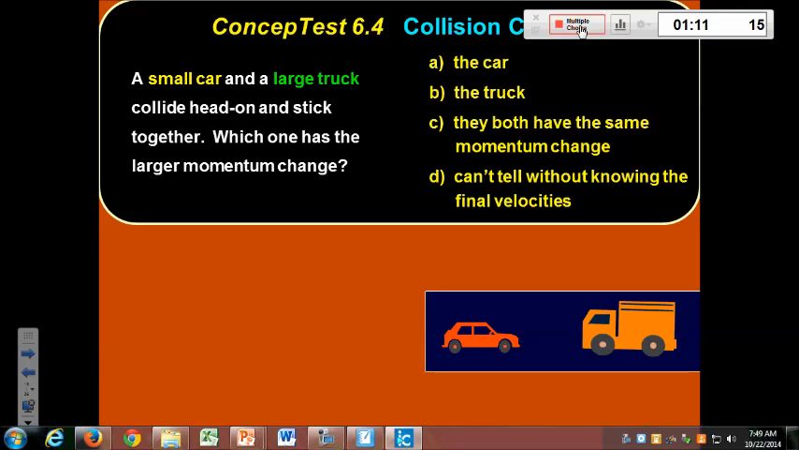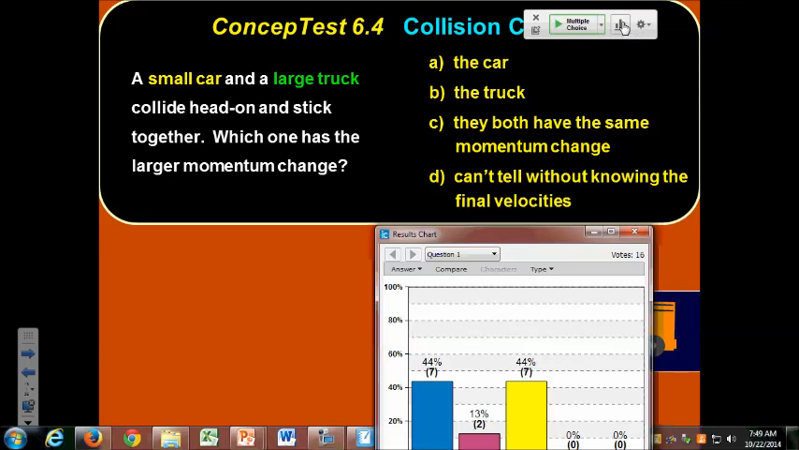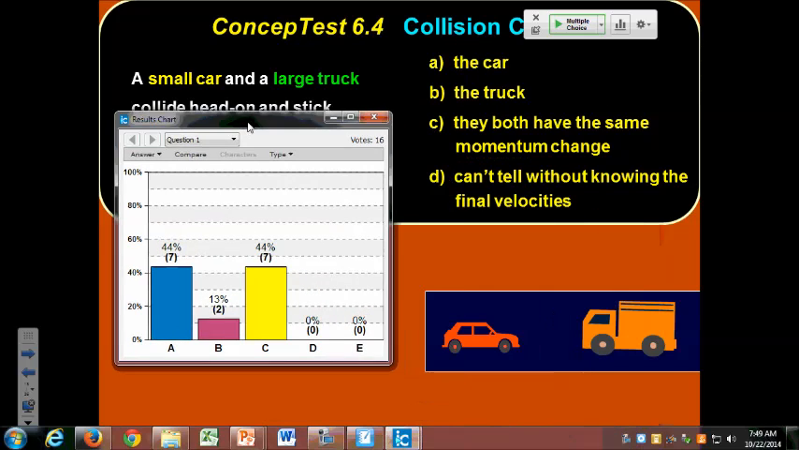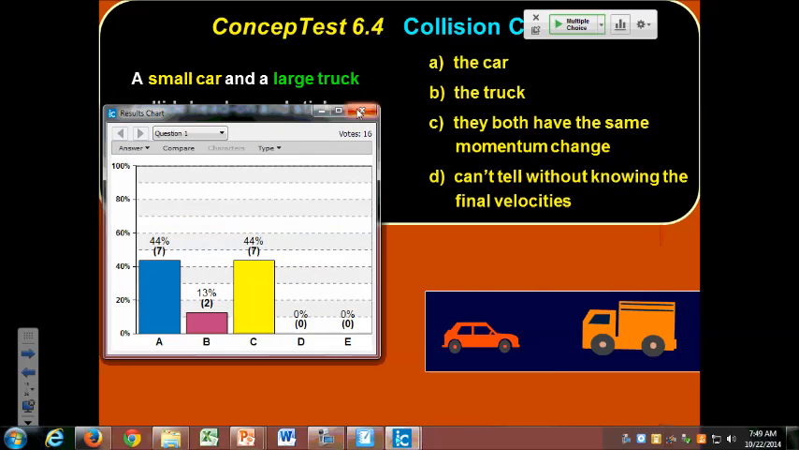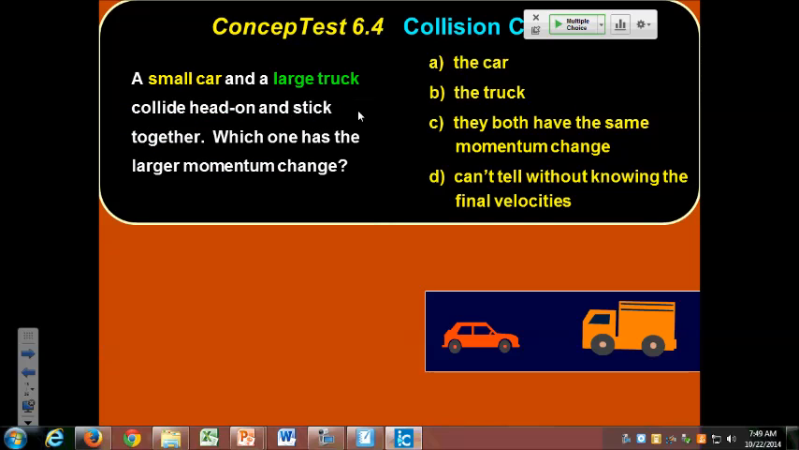Alright, we're sort of all over the board. I'm going to stop though in about 5 seconds. I'll stop at 120. Let's see. It's like we're sort of split between A and C. Answer C here. They're going to both have the same change in momentum.